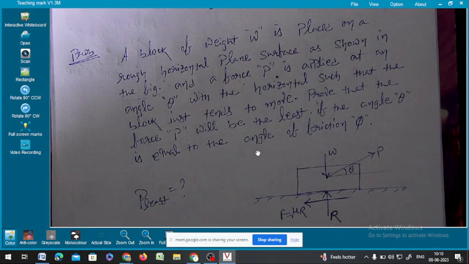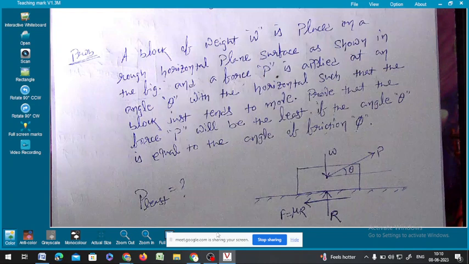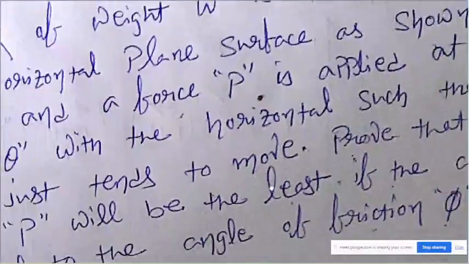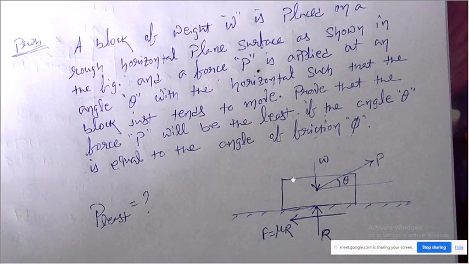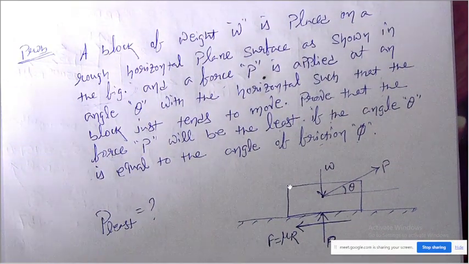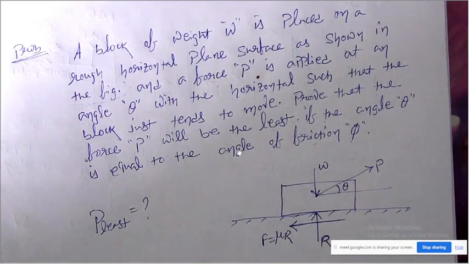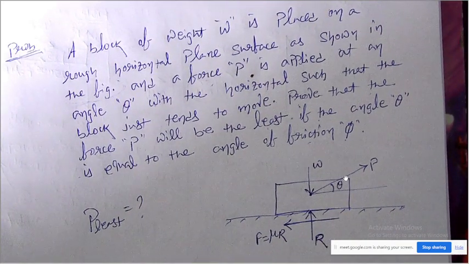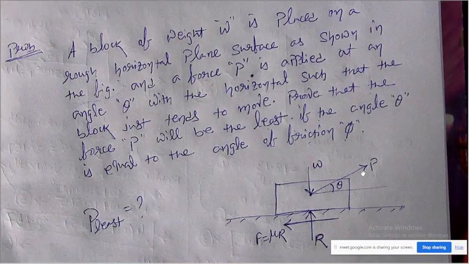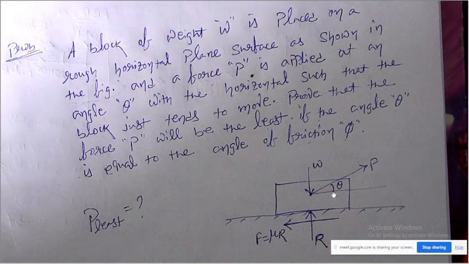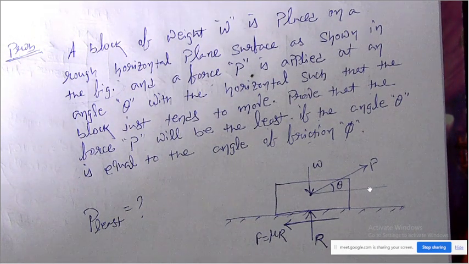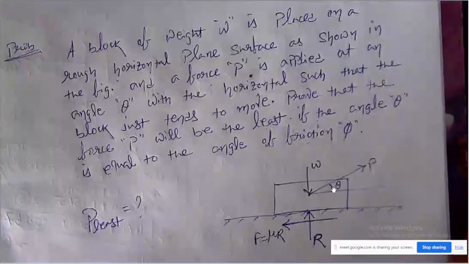Okay, we'll do this problem. So the question is, what is the question here? A block of weight W, you can see here, is placed on a rough horizontal plane surface as shown in the figure. And here you are applying which force here? Pull force. Yes. And it is applied at an angle theta with the horizontal such that the block is just tending to move. Now you have to find out what is the least value of P where this particular angle theta is equal to the angle of friction. Got it? So let us see.